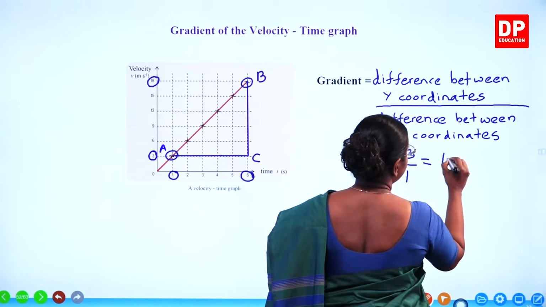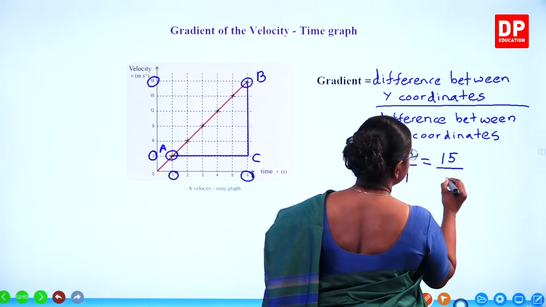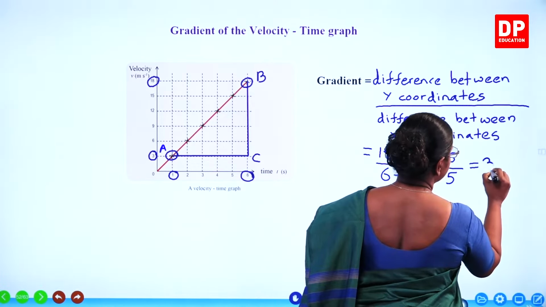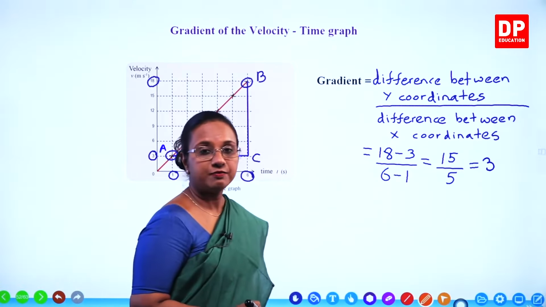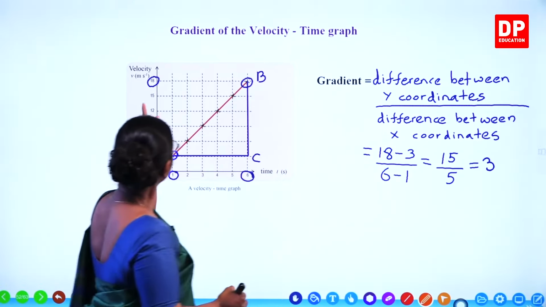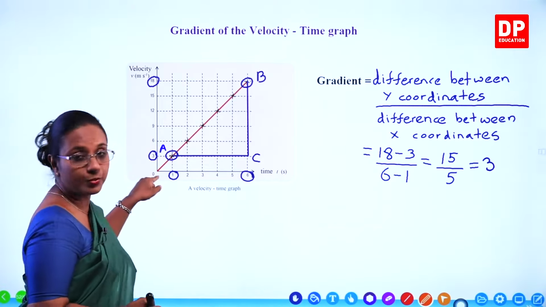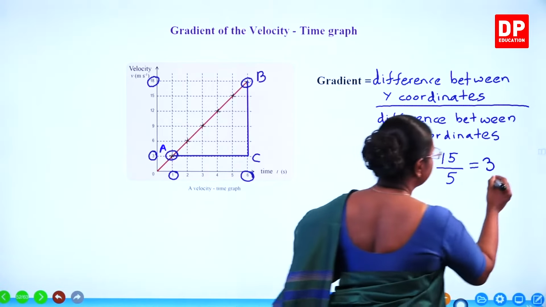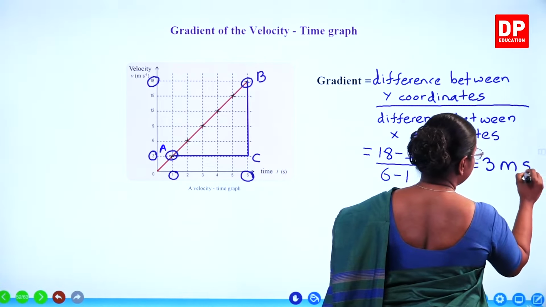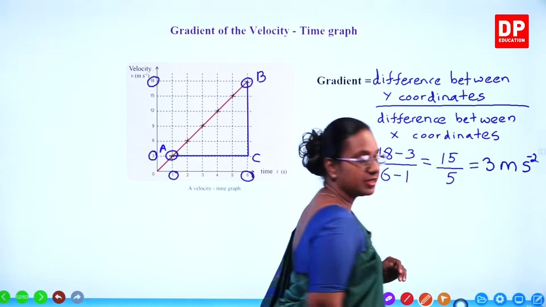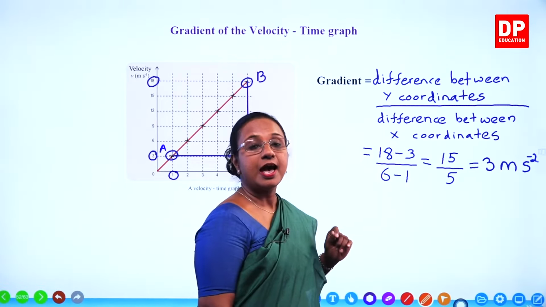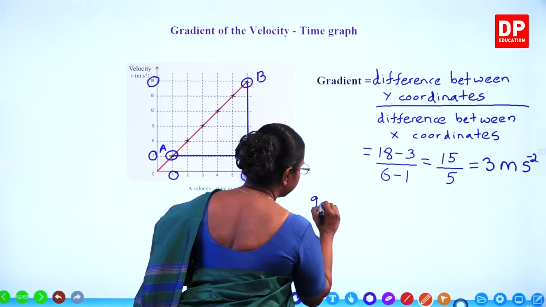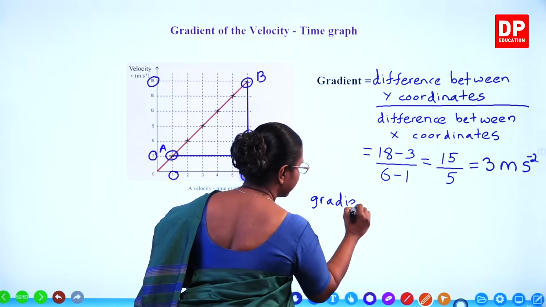18 minus 3 is 15. 6 minus 1 is 5. We get the value as 3. 15 divided by 5 is 3. Now from the axis, you all know this is velocity, this is time. So velocity divided by time, you will get the unit as m s minus 2, which is the acceleration of the object. So here gradient gives you the acceleration.